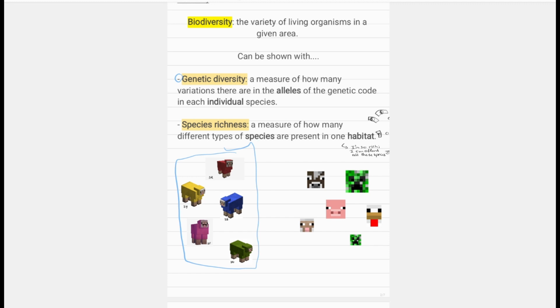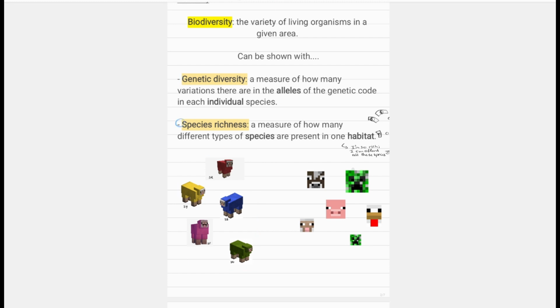So, for example, you can see here in this little diagram I have of these sheep. They're all sheep, however, they're different kinds of sheep. So, you'd say this is a highly genetically diverse group of sheep.